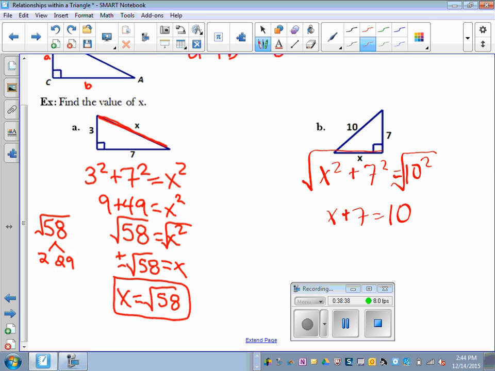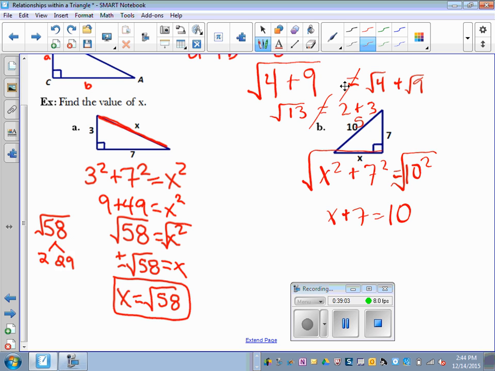Alright, so you're saying that the square root of 4 plus 9 is simply the square root of 4 plus the square root of 9? Let's check that out. What is 4 plus 9? That's exactly square root of 13. And what is the square root of 4? And what's the square root of 9? And what is 2 plus 3? And does the square root of 13 equal 5? No! This is not a linear function.